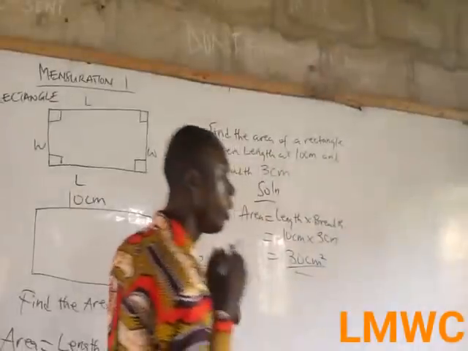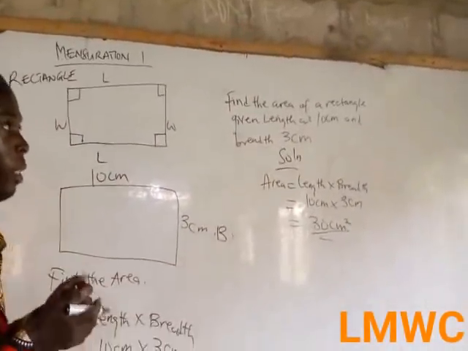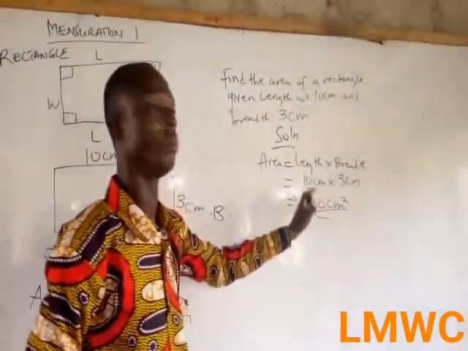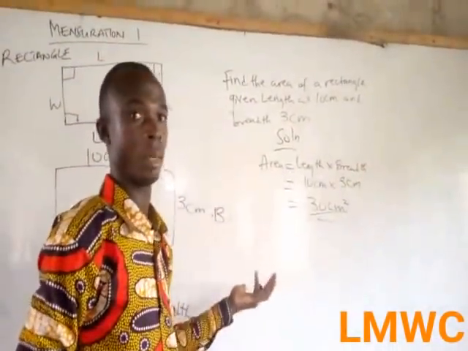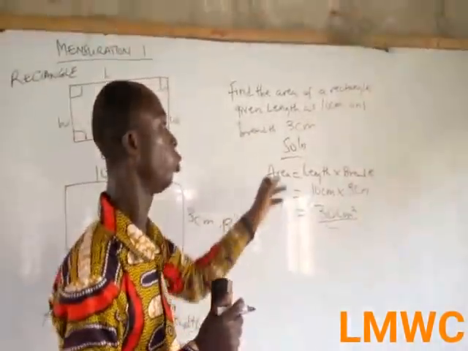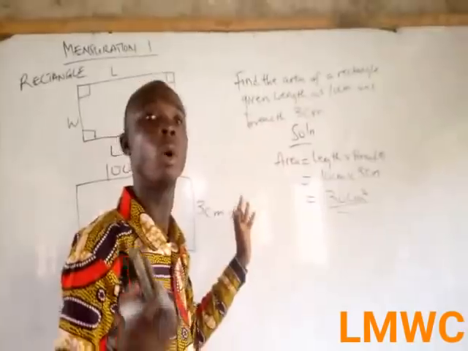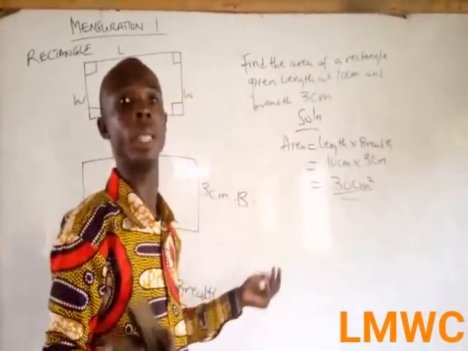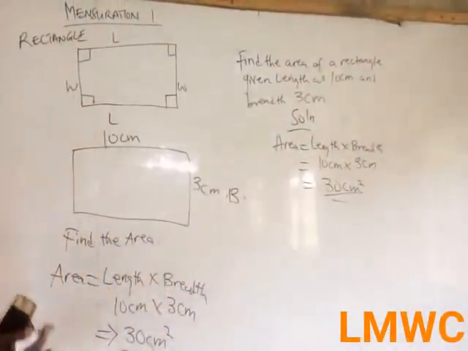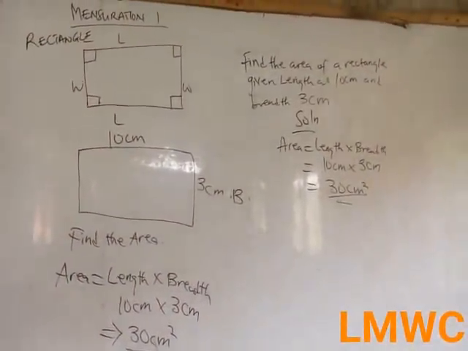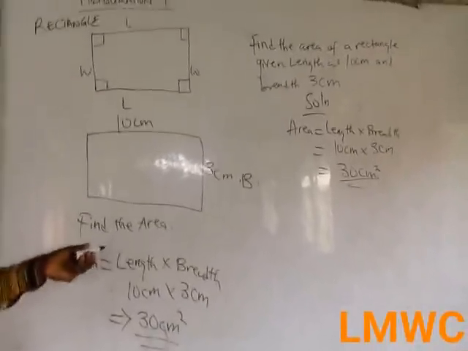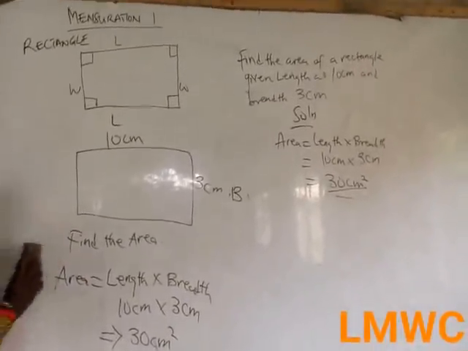Always don't forget to leave your answer in centimeters square. If they gave the question to you in meters, you will leave it in meters square. But if they ask you to change your meters to centimeters, you should convert it. Because we know 100 centimeters is equal to 1 meter. So you just change your answer. So you take note. Now, you can also be given area and length, and you will be asked to find breadth.